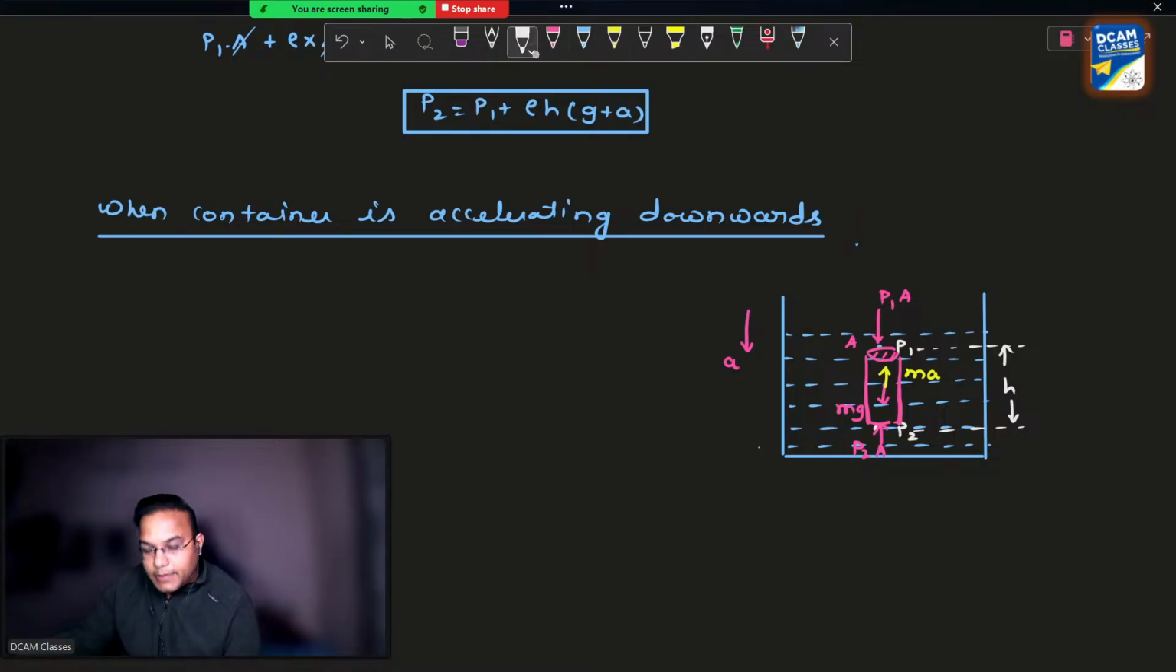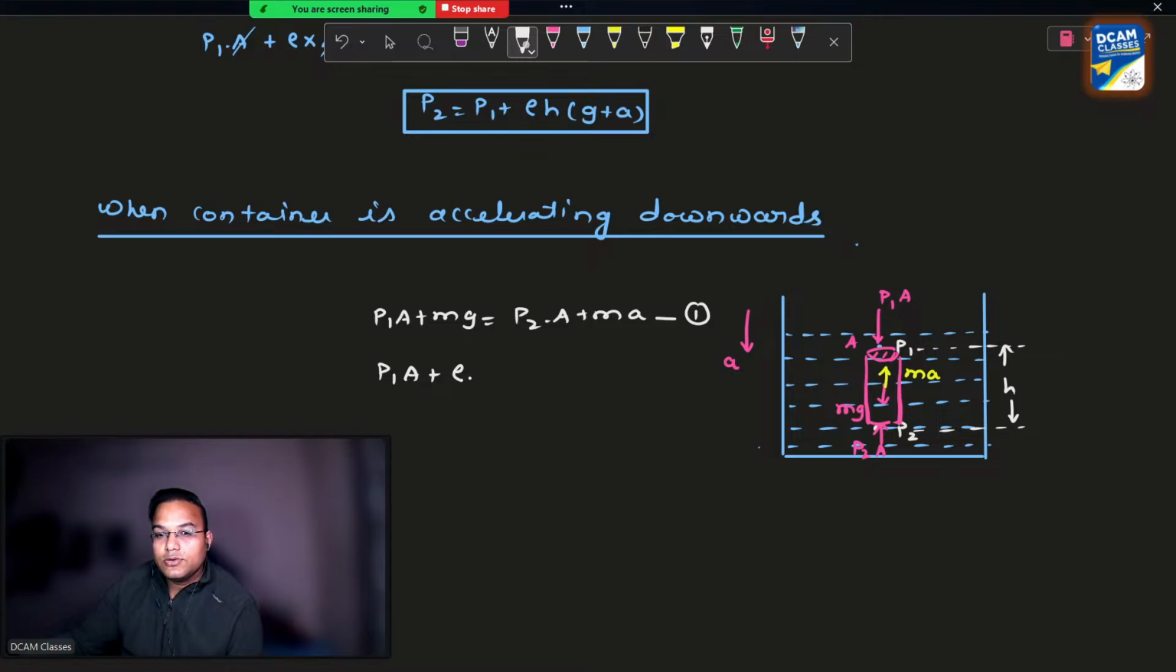So if you make the equilibrium, P1A plus mg will be equal to P2 into A plus ma. This is the equation, put the value of mass. So P1 into A plus m, where m is rho into A into H, into g minus a, is equal to P2 into A. A gets cancelled. So you will get P2 is equal to P1 plus rho into H into (g minus a).